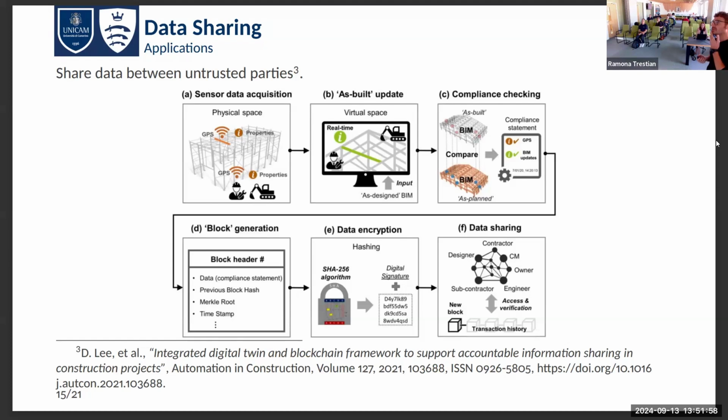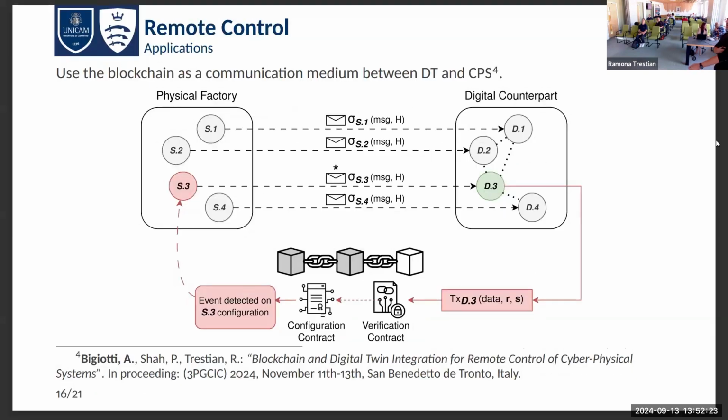And clearly the blockchain takes place to store some specific event in the construction phase, like for example the starting of this part of the project, the ending of this part of the project, and so on. And clearly this should in some way enhance the shareability and the trust of the digital twin.